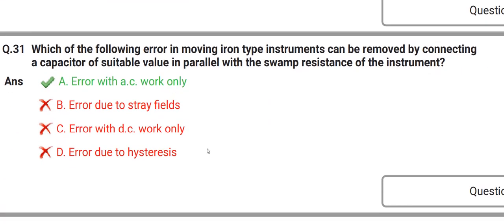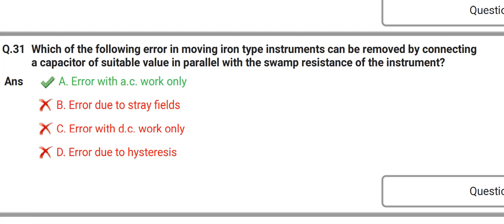Which of the following errors in a moving iron type instrument can be removed by connecting a capacitor of suitable value in parallel with the swamp resistance of the instrument? In this question, we know that moving iron instruments work on both AC and DC. The error in moving iron instruments is due to change in frequency. A change in frequency produces a change in impedance of the coil and a change in magnitude of eddy currents. The increase in impedance of the coil with the increase in frequency causes serious errors in the case of voltmeters.